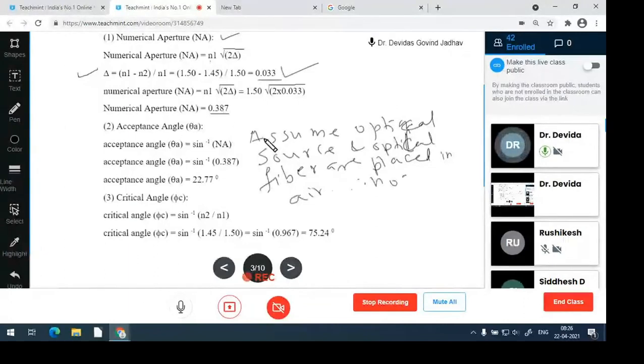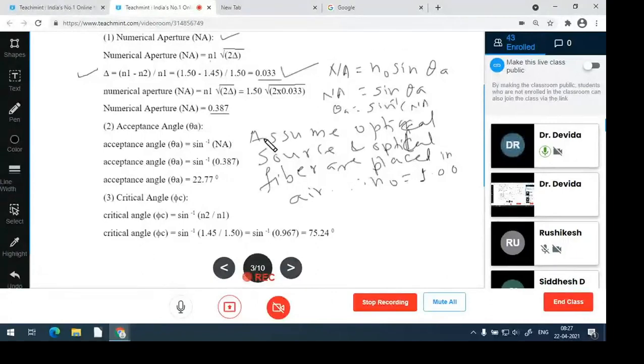Therefore, N0 is 1.00. And we can substitute in the formula of Na, N0 sin theta A. N0 is 1, so Na becomes sin theta A. And then theta is sin inverse Na. So this formula can be used in the calculation of Na.